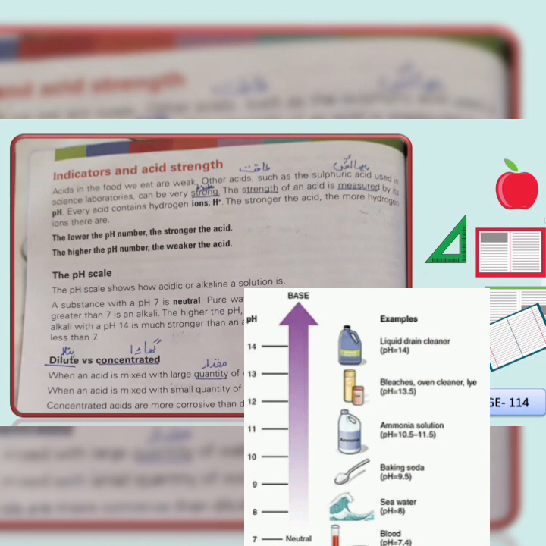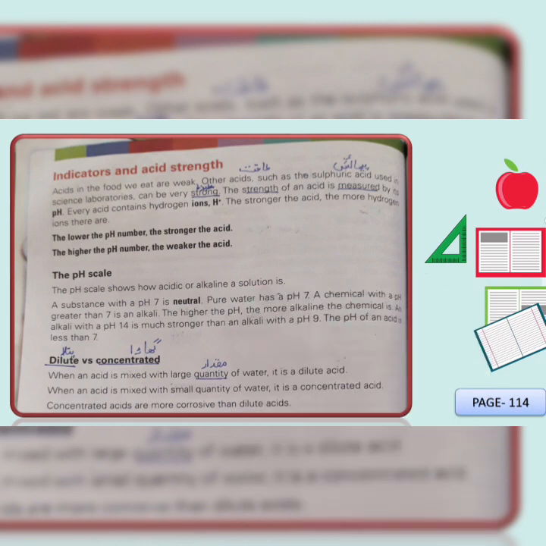Most common example of alkalis are soap solutions. And if a solution has pH value 14, it means that solution or liquid is very strong alkali. While the pH value less than 7, for example from 7 to 1, the liquid or our chemical is stronger acid. Our next topic is dilute versus concentrated acid.